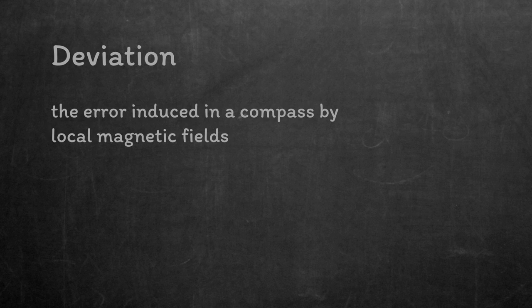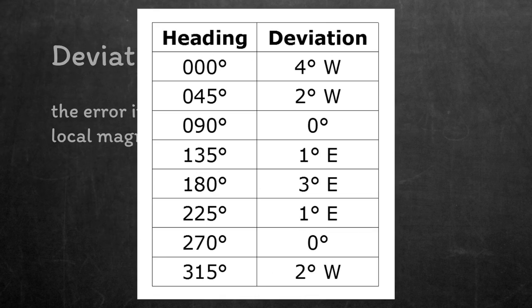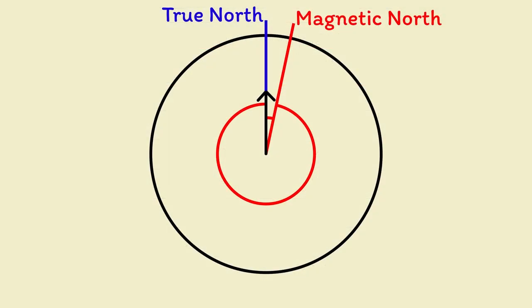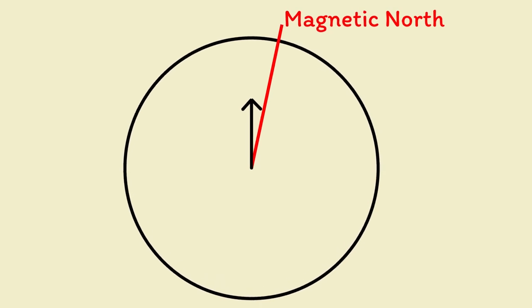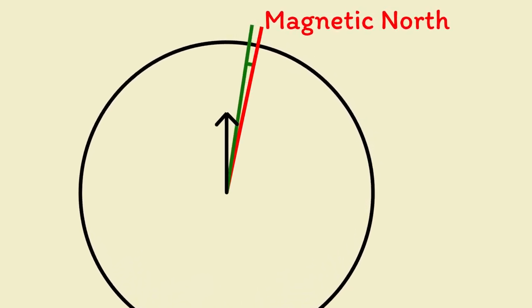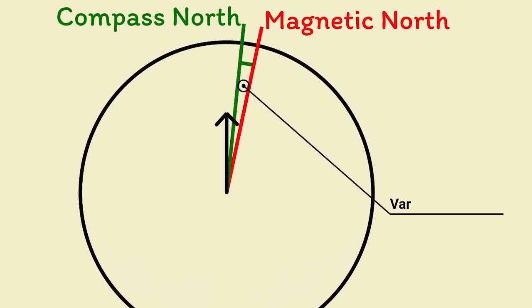You can find its value from the ship's compass card, which was provided by the compass adjuster when they adjusted the compass itself. We're going to use this example deviation card today. If the ship is heading north, the deviation is 4 degrees west. Now, deviation uses the same concept as variation. It describes the difference between magnetic north and compass north. We think of it as the compass north pole is 4 degrees west of the magnetic north pole.